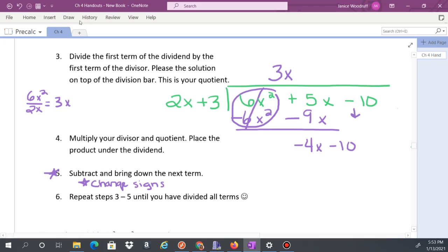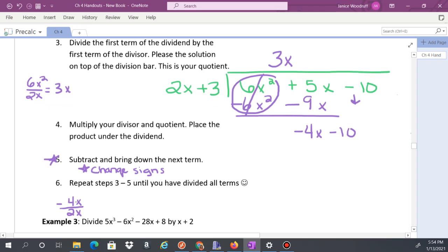So I would do first term divided by first term again. So negative 4x is my new first term. So I'm starting from this first term down here over 2x, because you're always doing 2x there. So negative 4 divided by 2 gives me a negative 2. X divided by x, those cancel. So then I put this right here.